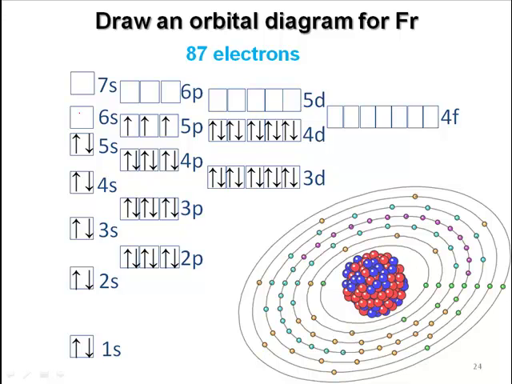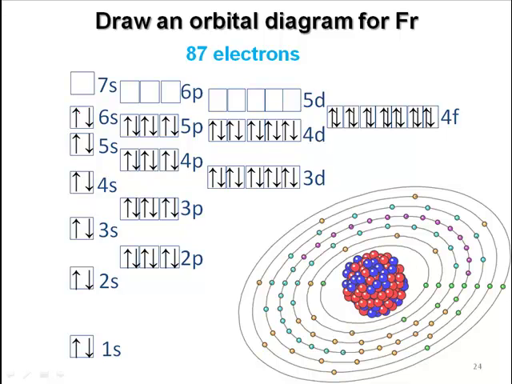5p. Ooh. Now it's tricky. Goes to 6s. And then 4f. Why? It has to do with the penetration effect. The energy of the 4f is actually lower, a little bit higher than the 4d.